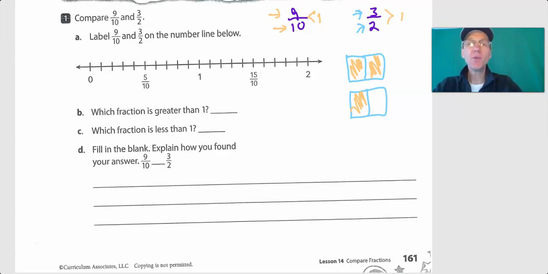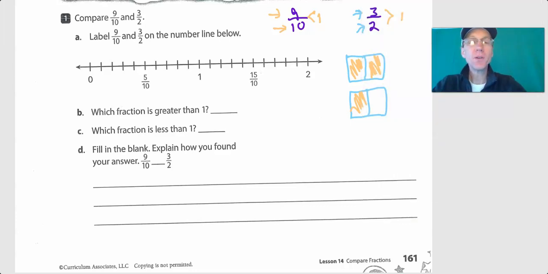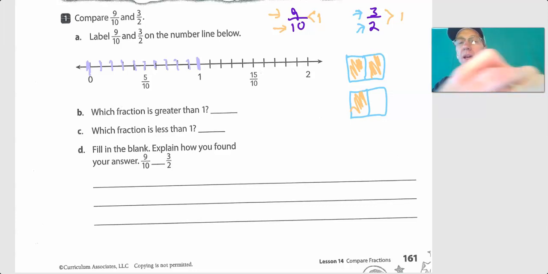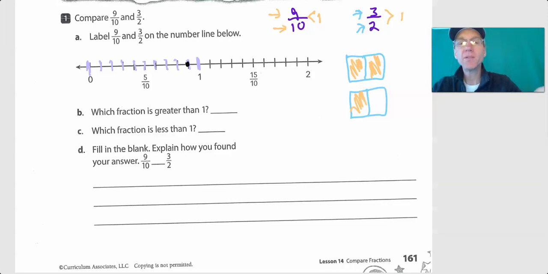So look, we can do it on the number line. That's fine. Let's take a quick look on the number line because that's important. So basically you have a 0 and 1, and the whole is split into 10 parts. 1, 2, 3, 4, 5, that's 1/2. 6, 7, 8, 9, 10. And you have 9/10. So you can also place it on the number line. There's 9/10.